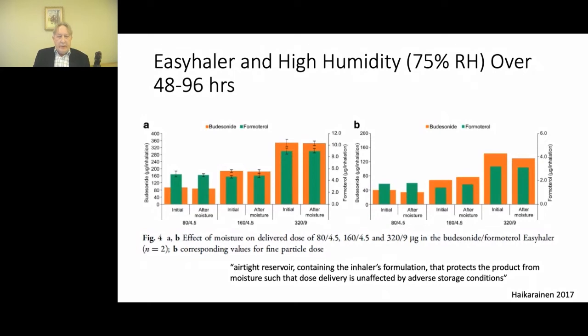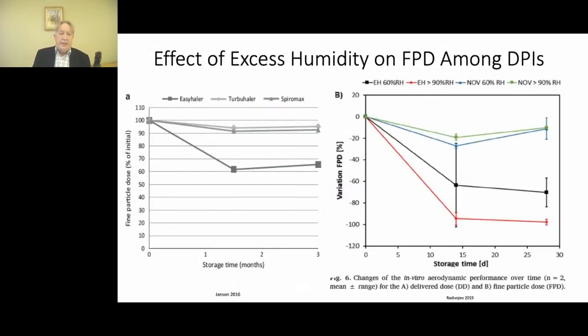In this article, the manufacturer says that this is an airtight reservoir containing the inhaler's formulation that protects the product from moisture, such that dose delivery is unaffected by adverse storage conditions. Now let's look at a couple other studies with the Easyhaler. On the left, you'll see an in vitro study looking at high humidity with the Easyhaler and some other inhalers, done by a competitor. On the right, you see a Novalizer versus Easyhaler study done by independent researchers in high humidity.